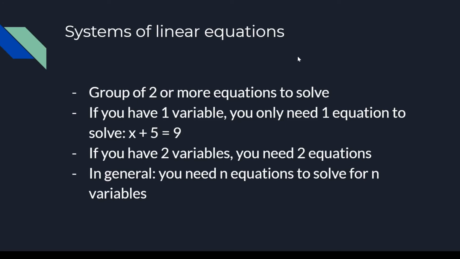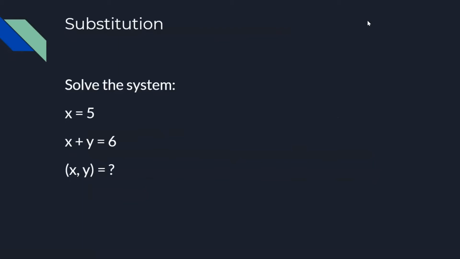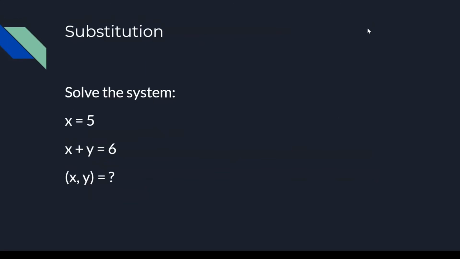So let's start out by learning one of the methods to solve these equations. The first method we have is substitution. And just like it sounds, you're going to be substituting some value in to find the values of x and y, if those are the two variables you're looking for. So your two equations here, let me highlight them in red. You'll have x equals 5 and x plus y equals 6.